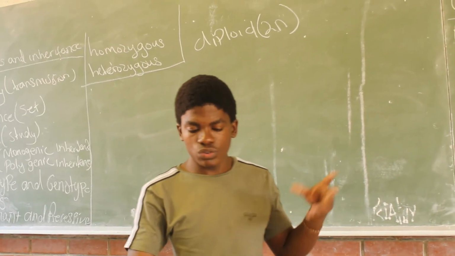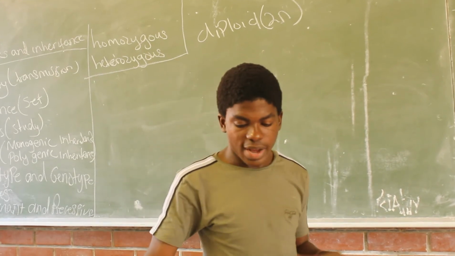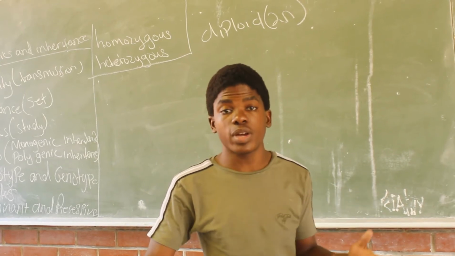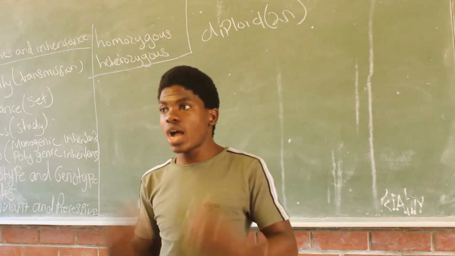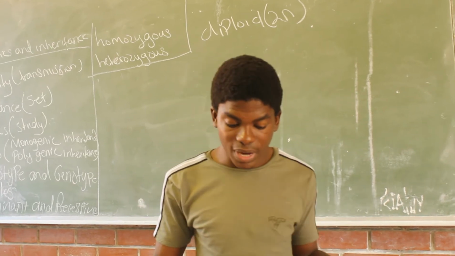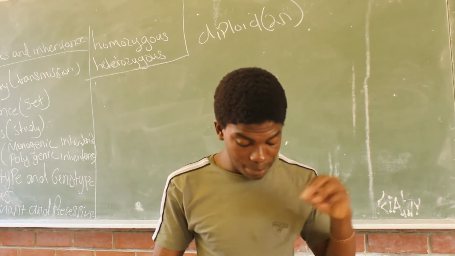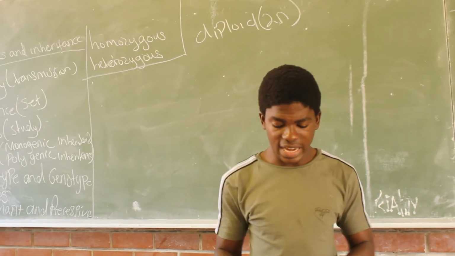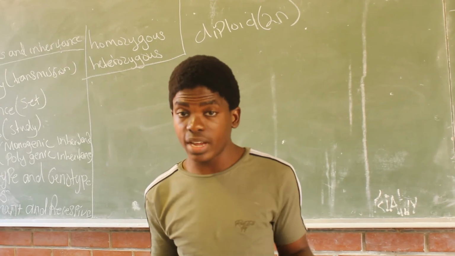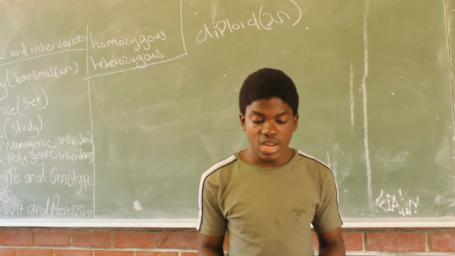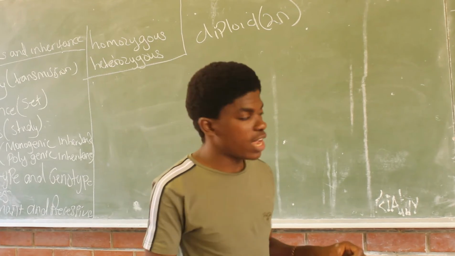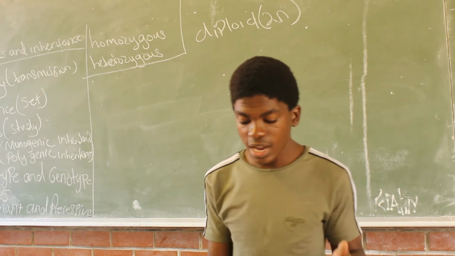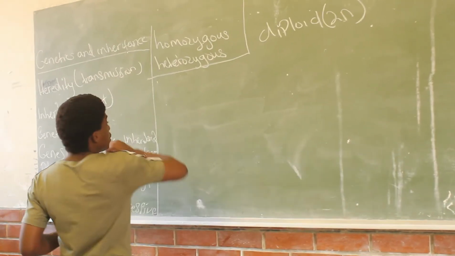Other genes control physiological characteristics, like the way the bodies of living organisms work. So they control how our bodies function. And then some genes control structural characteristics like eye color, blood type, and hair color. But then again, we have something called monogenic inheritance and polygenic inheritance. It's still part of genetics.